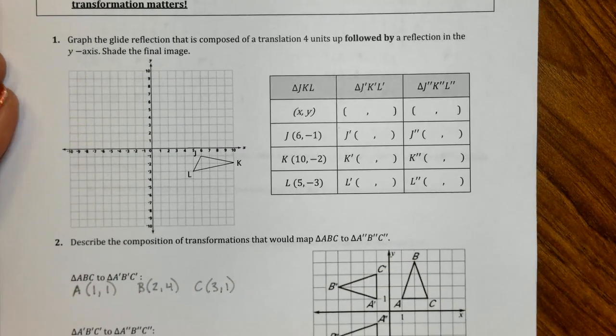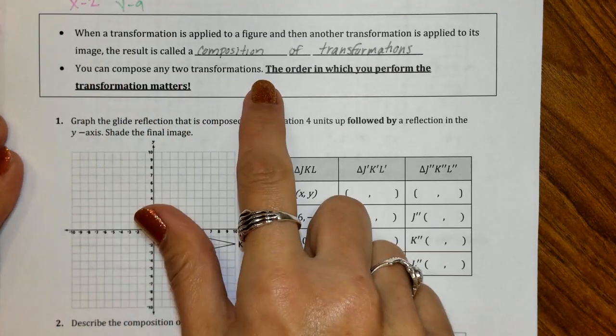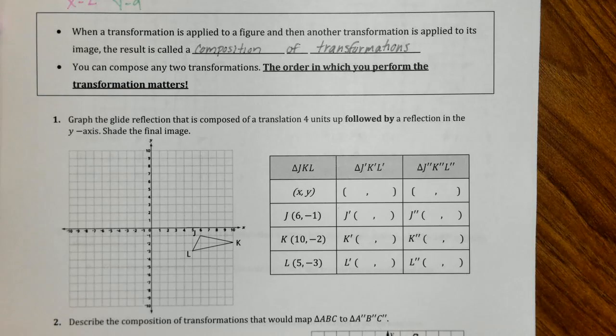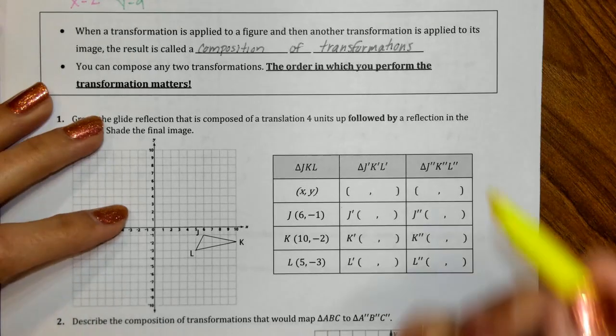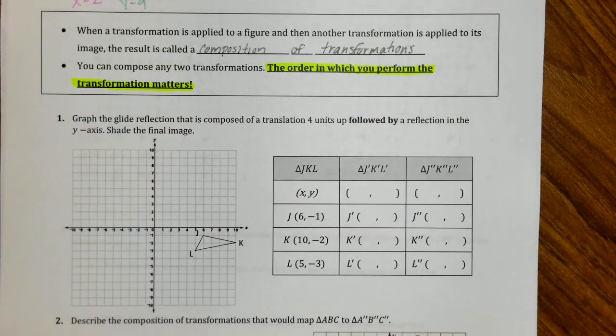So we're going to graph the glide reflection. Oh shoot, I forgot something here. You can compose any 2 transformations. I am so glad I remembered this. This is extremely important. It's underlined in bold, and we're going to highlight it. Please grab a highlighter. The order in which you perform these transformations is extremely important. You have to go in the order they tell you. You do not get to choose, or there's a very good chance you're going to end up with the wrong final image. Please follow the order.